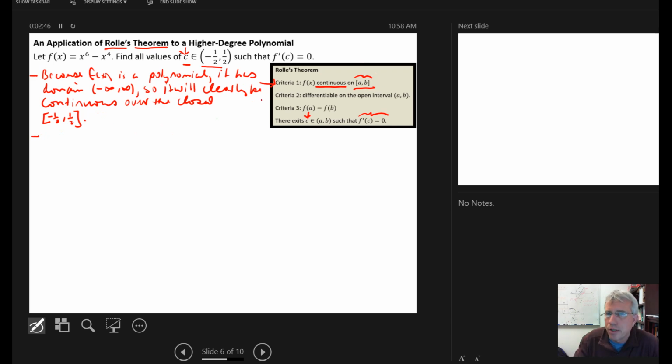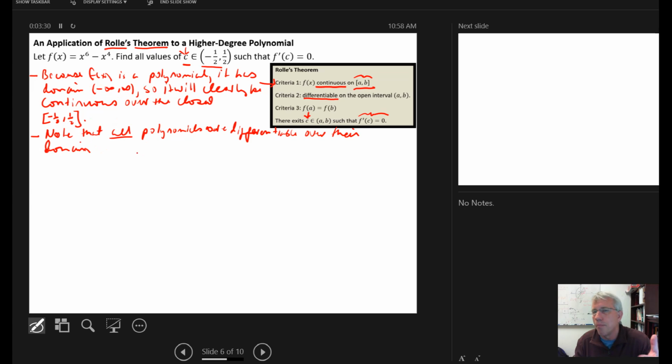To show that the second criteria has been met, we need to claim something about differentiability, but f of x is a polynomial. So we want to note that all polynomials are differentiable over their domain. In other words, all polynomials can be differentiated on the interval from -infinity to infinity.